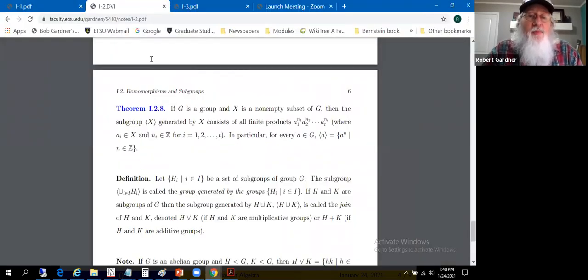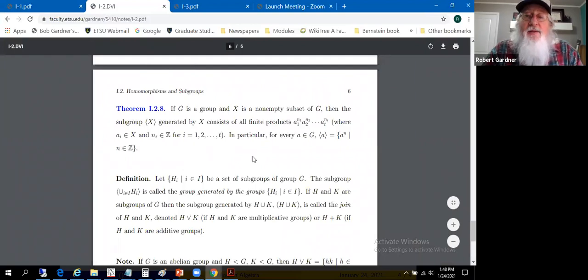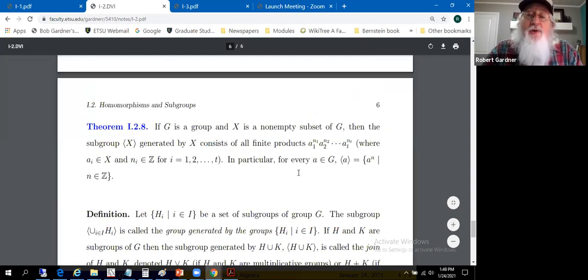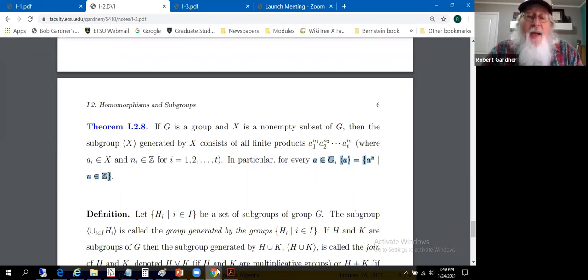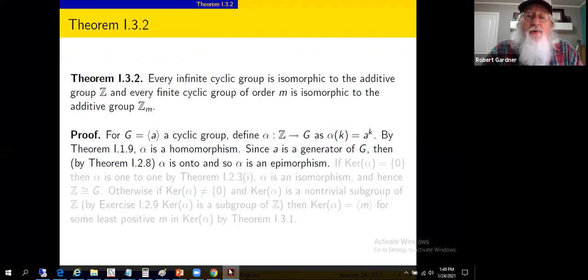Theorem 1.2.8 says, if we have a cyclic group, this is the part that matters. If we have group G generated by element A, then the elements of G are the integer powers of A. So our mapping will produce all integer powers of A. And so we'll have a surjective mapping, an onto mapping. That is, alpha is an epimorphism.